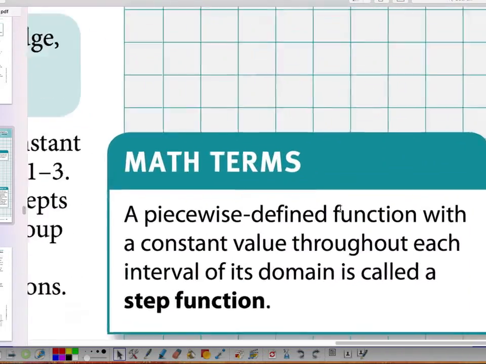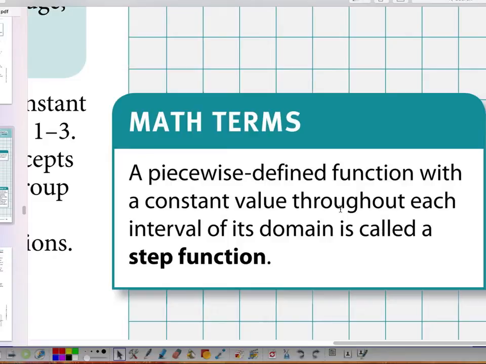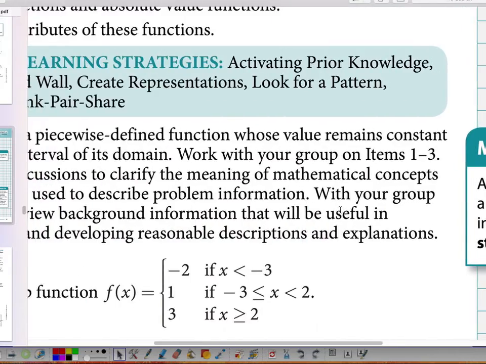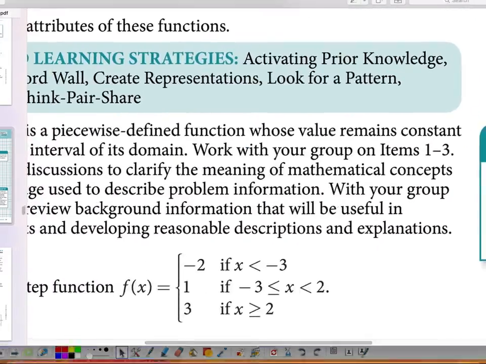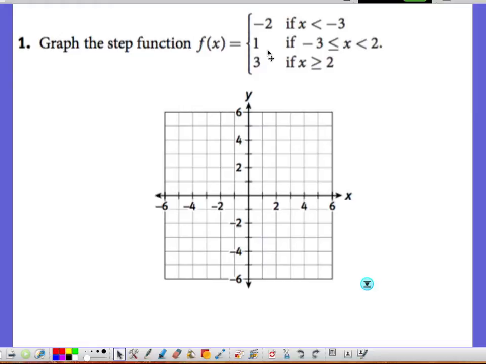Let's take a look at this here. A piecewise defined function with a constant value throughout each interval of its domain is called a step function. Constant value. Well, let's take a look at this step function right here. What do you notice about this piecewise defined function? Here are my function rules, and here are my domain restrictions.